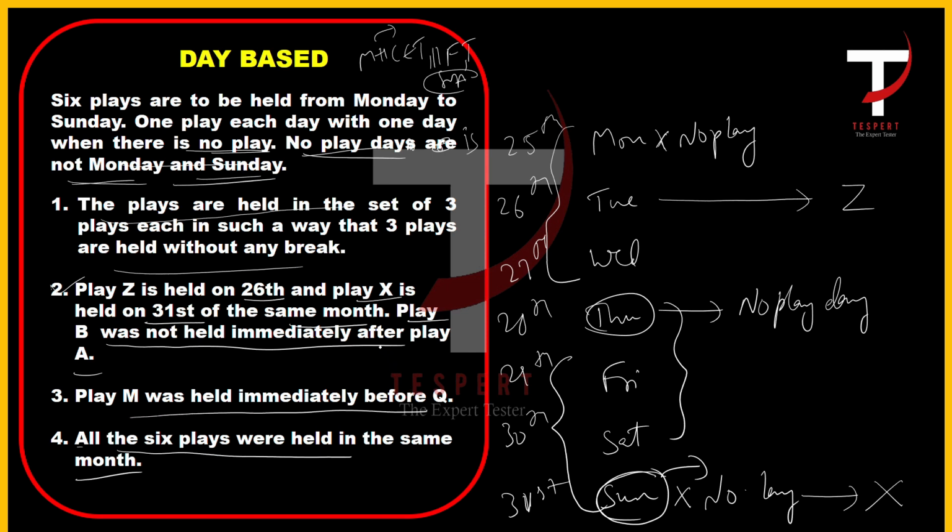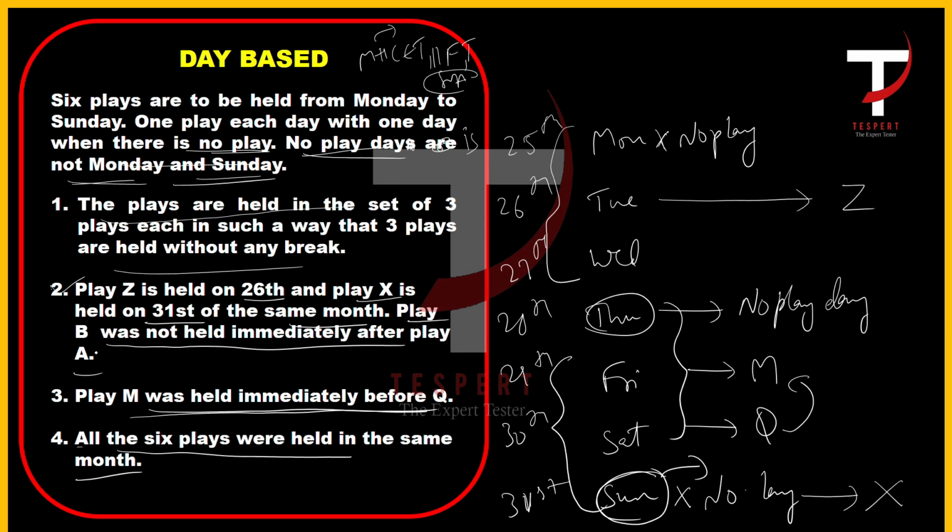That means M must be on 29th and Q on 30th, right? So M was held immediately before Q. Before Q, M was held, so M must be on 29th. M must be on 29th and Q must be on 30th. Why? Because M was held immediately before Q. And consider statement 2 here.